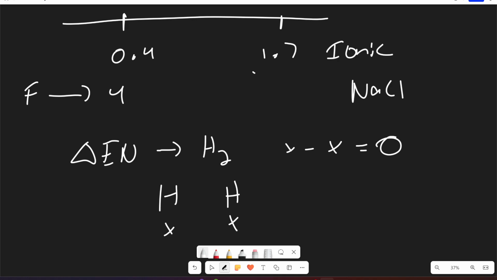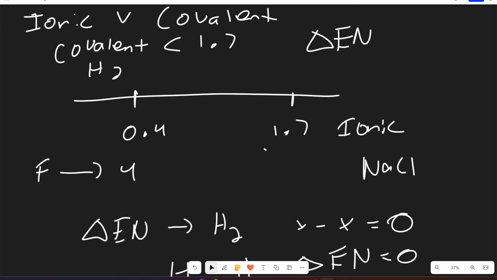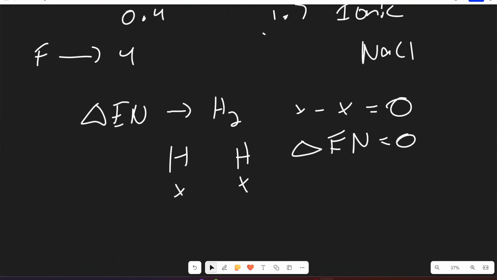So essentially what we're saying is that this will have a delta EN of 0, which then we can determine that this is a covalent bond that is also nonpolar.